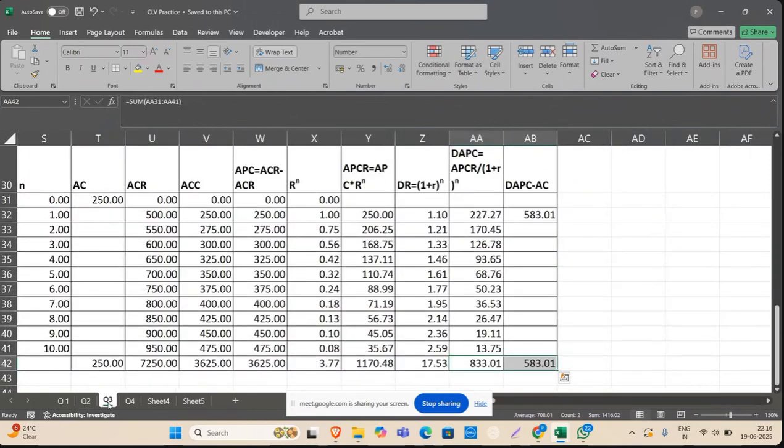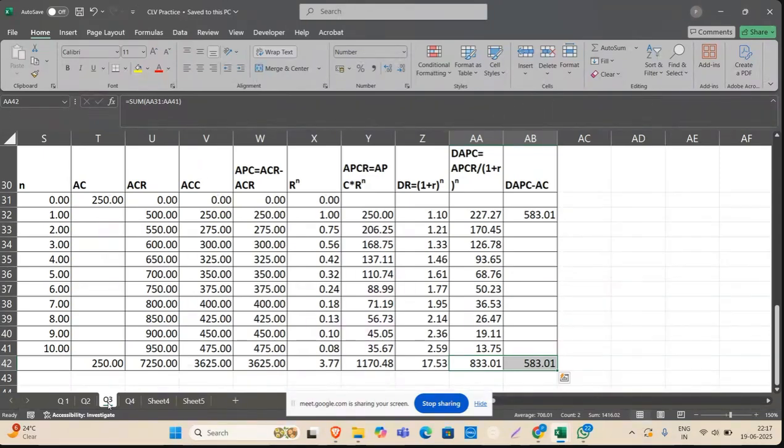The acquisition cost is 250, they have mentioned, and the average customer revenue starts at 500 in year 1 and increases by 50 per year, rising to 950. So in the first year it will be 500, and from next year onwards it will increase by 50. By the time it reaches the 10th year, the amount will be 950. So that is how it came.